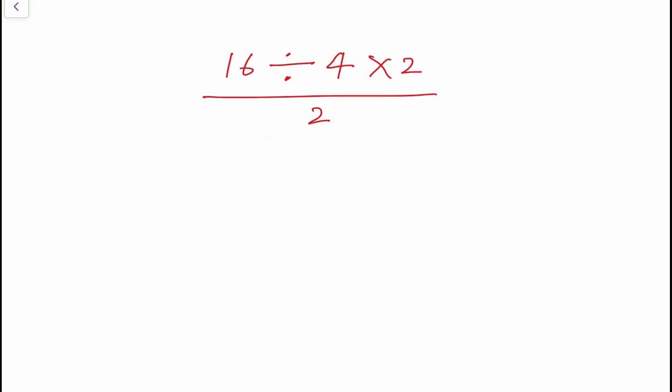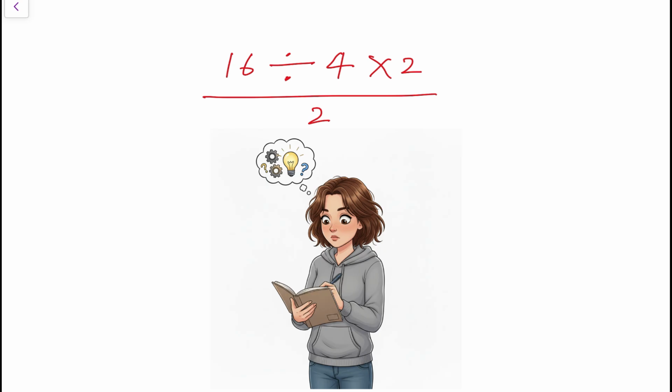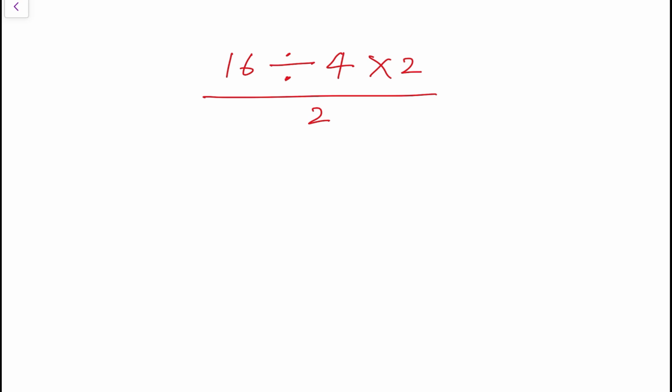Let's begin. So our question is 16 divided by 4 multiplied by 2, and the whole thing divided by 2 again. So we have two parts in this question. First one is the numerator part and the second one is the denominator part. So we will solve the numerator part first. In the numerator we have 16 divided by 4 multiplied by 2.